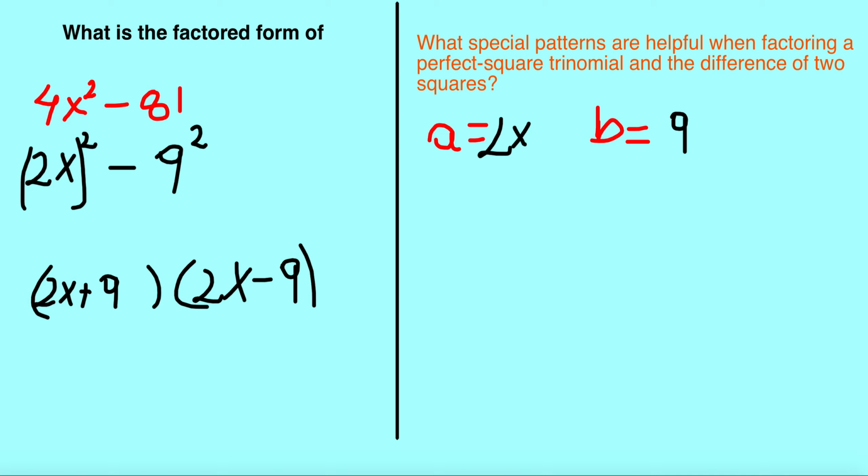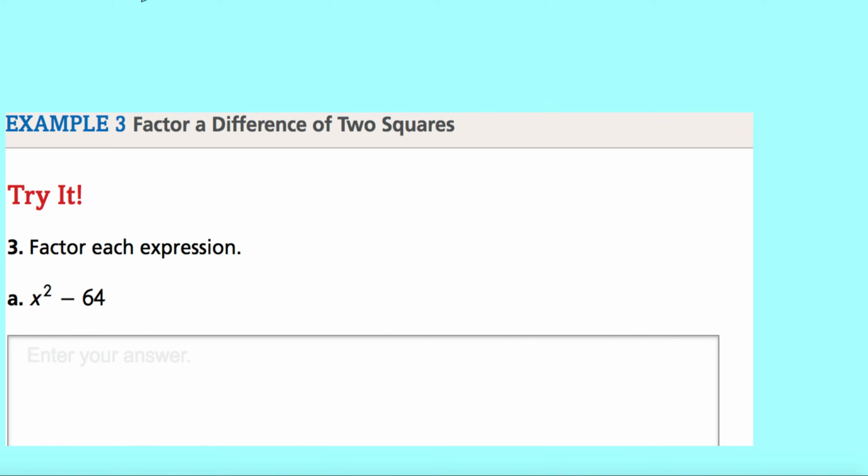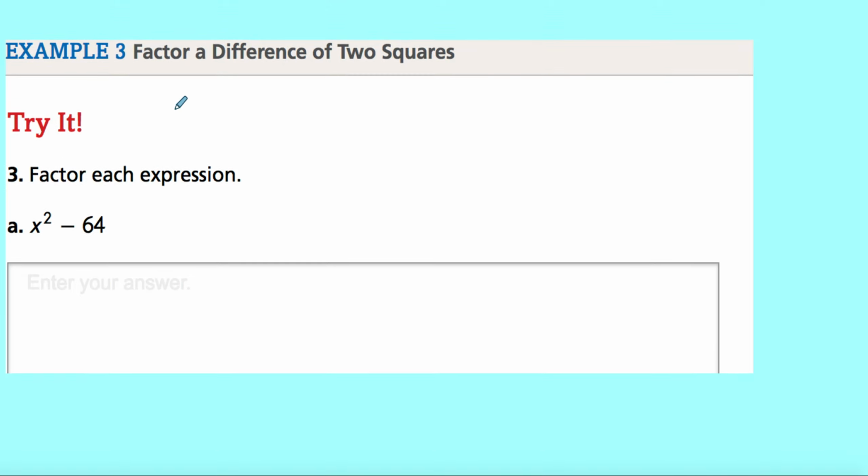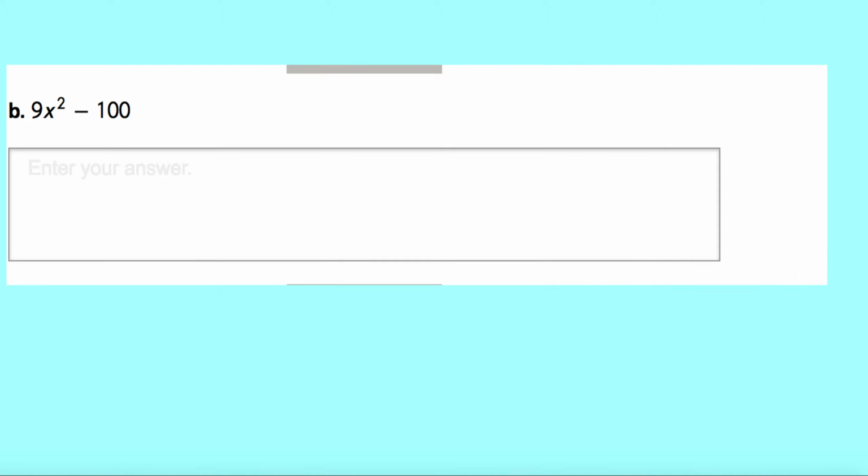Now, let's go next. Here, you have to copy this and put it down in your Google Docs. Give me the steps that I explained in previous slides. So try to factor each expression: x squared minus 64, and the next one is 9x squared minus 100. You have to find the factored form. We're going to have a discussion about these cases when we have a Google Meet. So take care and do your work. Thank you.